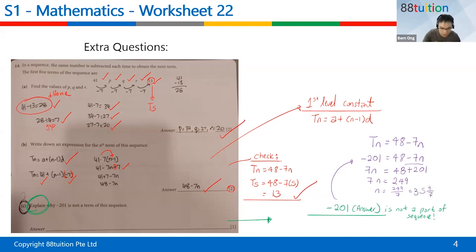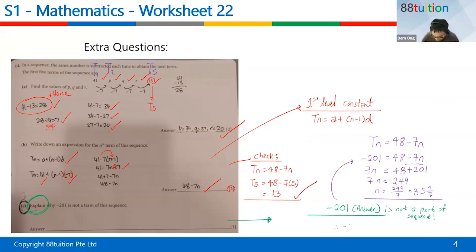So children, where got such thing? This is called term 1. This is called term 2. This is called term 5. Where got term 35 and 4 over 7? Can you see now? Don't have. So you have to show this step, children. You have to show the purple one, and then you have to conclude.